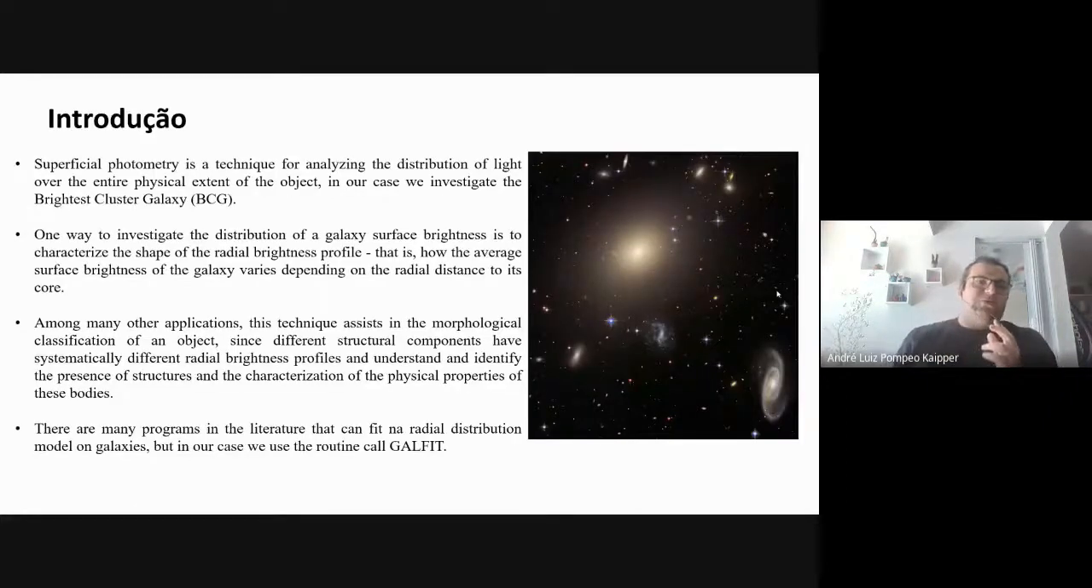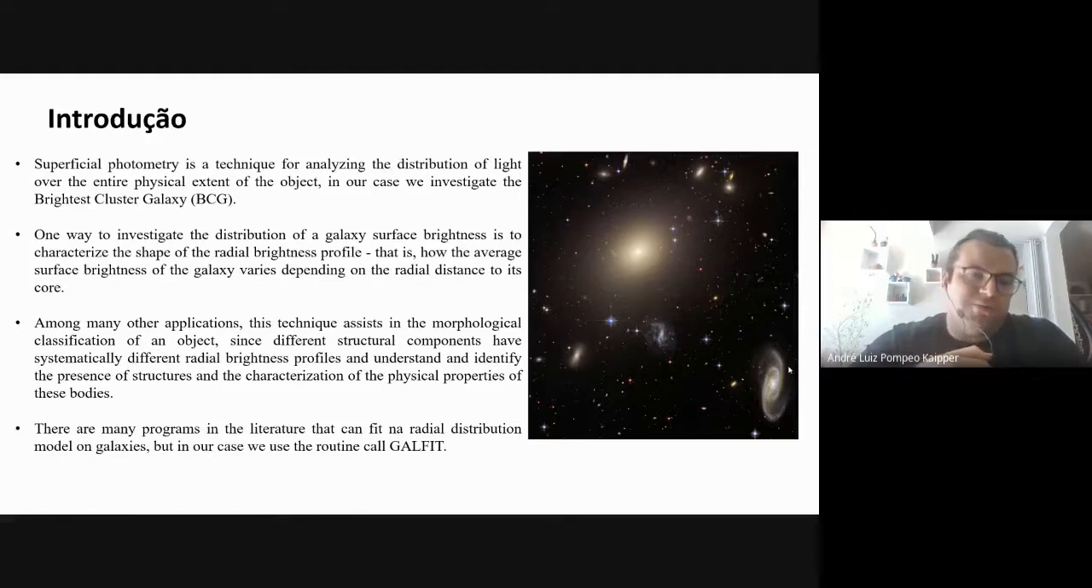So I will talk about the introduction. I remind you that I work with BCGs, the brightest cluster galaxies. One example is the image here. It's about the Abell cluster, I think. I don't know which one, sorry. But surface photometry is a technique for analyzing the distribution of light over the entire physical extent of the object, in my case, the BCG.